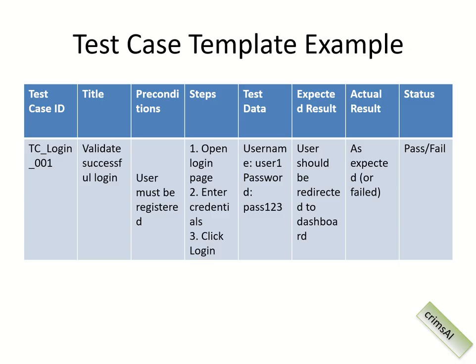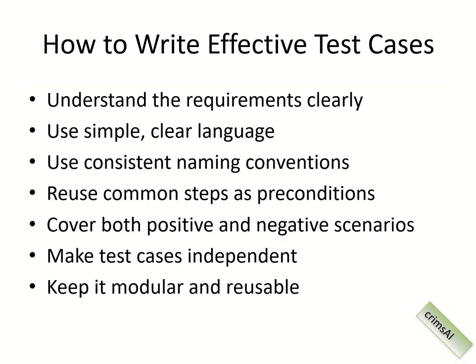How to write effective test cases. To write strong test cases, read and understand the requirements. Use clear language. Keep test steps independent. Cover both expected and edge cases. Your goal is to make test cases so clear that anyone can follow them. Keep them clear, modular, and linked to real requirements.